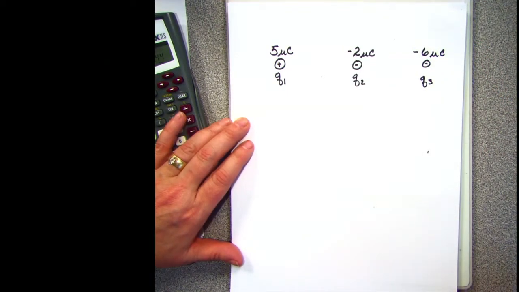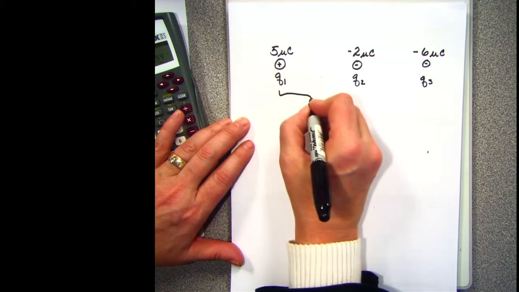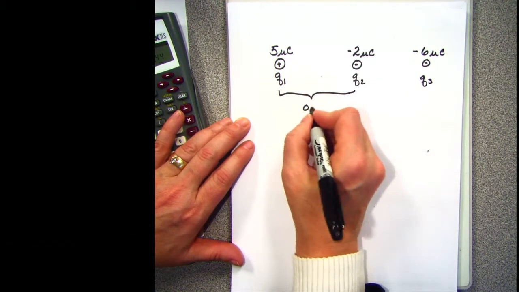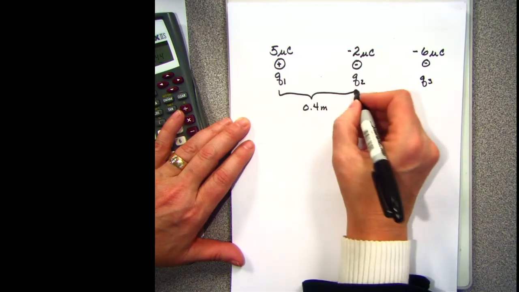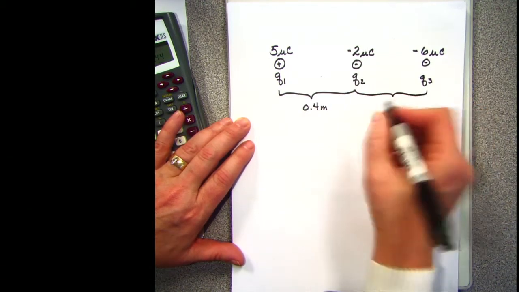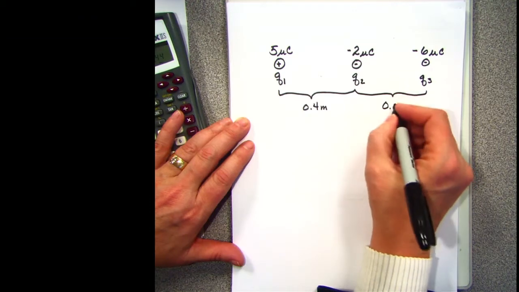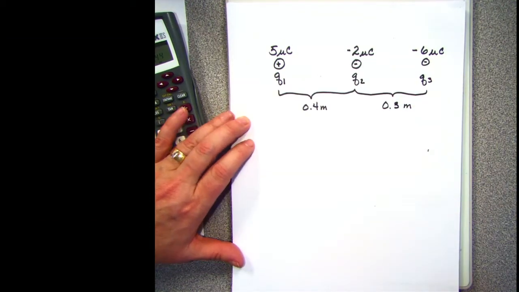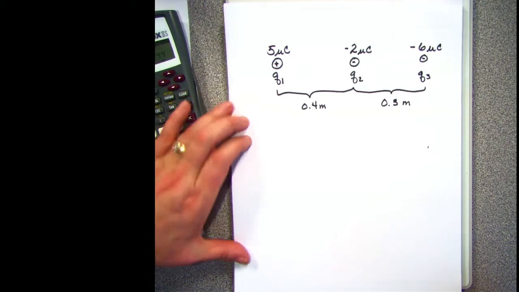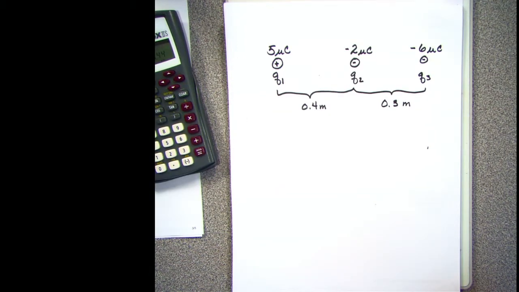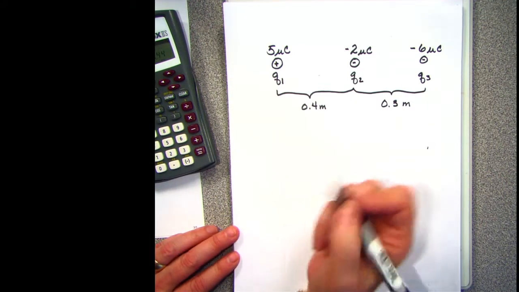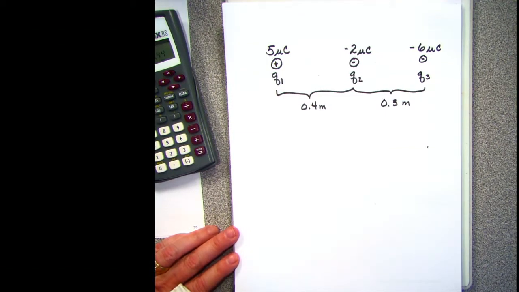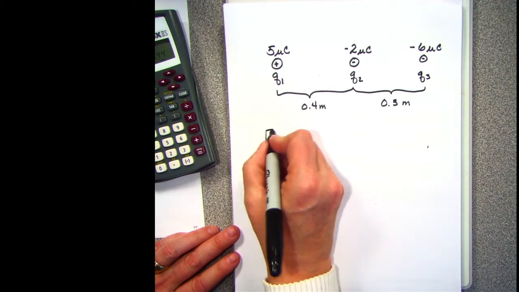Again, I'm just creating numbers. We're going to say that this distance here is 0.4 meters, and this distance here is 0.3 meters. Subscripts are really going to help you out in these problems. What I'm going to do first is not worry about what my specific question is. I'm going to calculate the 3 forces.